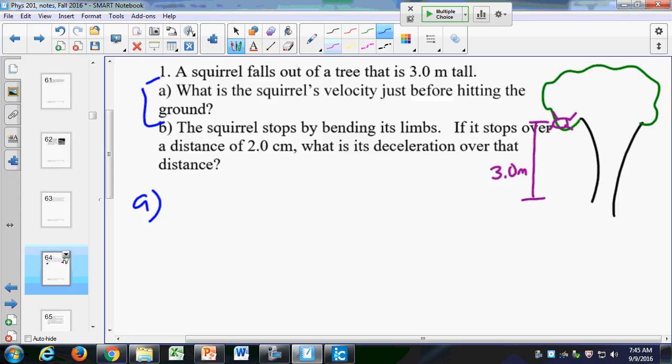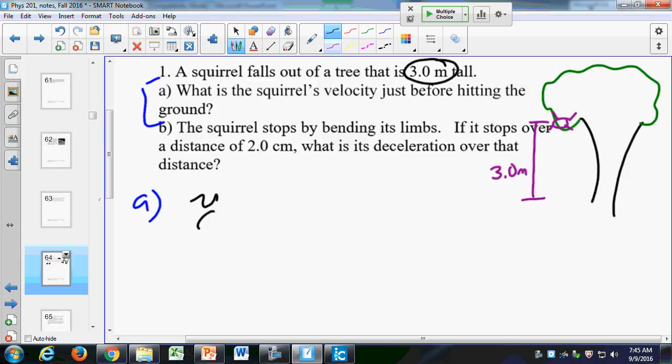I can write down a couple of things that I know. I always like to start with this: what do I know in this problem? There are three pieces of information that I know. And you can look at it and you see one thing right here. Right, so that is my what? That 3 meters. What variable is that?